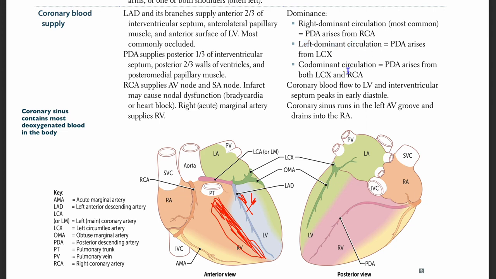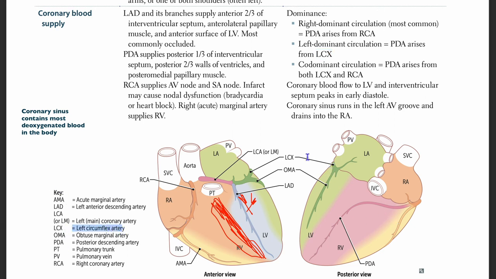So they might tell you that they checked the patency of RCA and it was clear, but then there is PDA that got occluded. So how is that possible? It's possible because the PDA here is getting supplied by the left dominant circulation, or the left circumflex artery. So LCX is the circumflex artery. So that's this one right here.